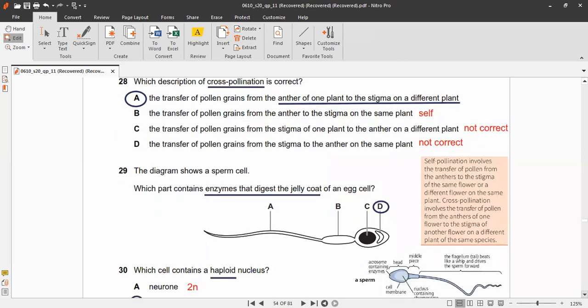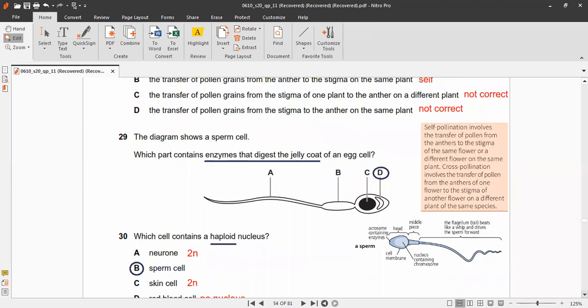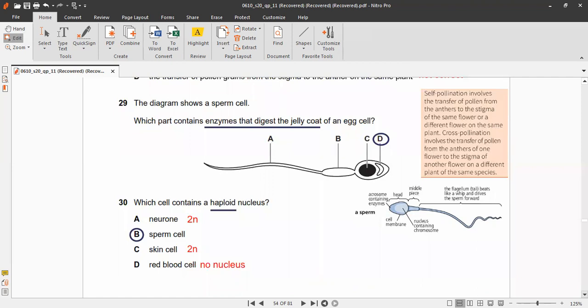The diagram shows a sperm cell. Which part contains enzymes that digest the jelly coat of an egg? Yes, the correct answer is D, the part containing enzymes. These enzymes digest the jelly coat of an egg cell.